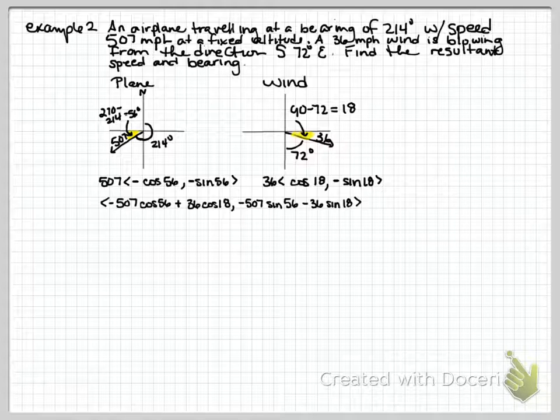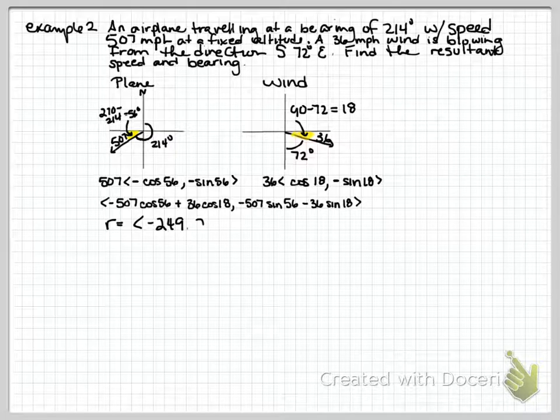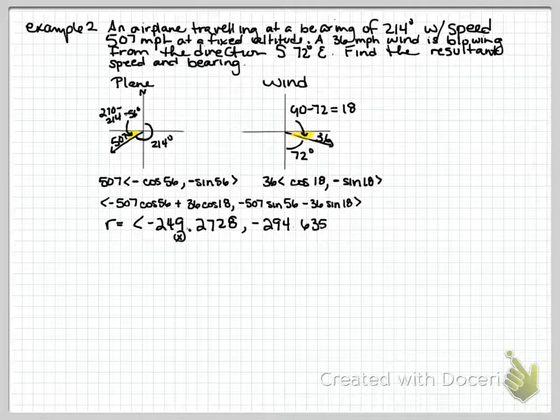Use our calculator to find our resultant. Negative 507 cosine of 56 plus 36 cosine of 18 is negative 249.2728. Again, I'm going to store that in x. Okay. Now let's do our y. Negative 507 cosine of 56 minus 36 sine of 18 this time. And I get negative 294.6354.